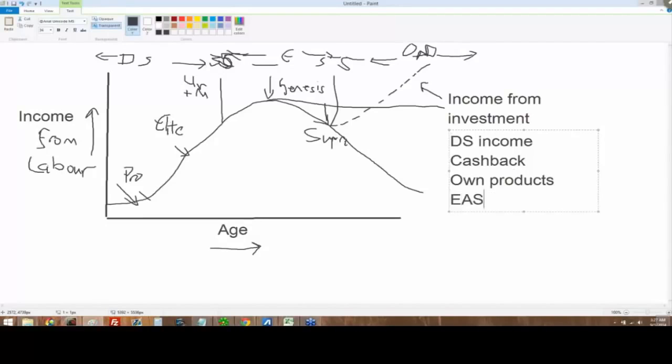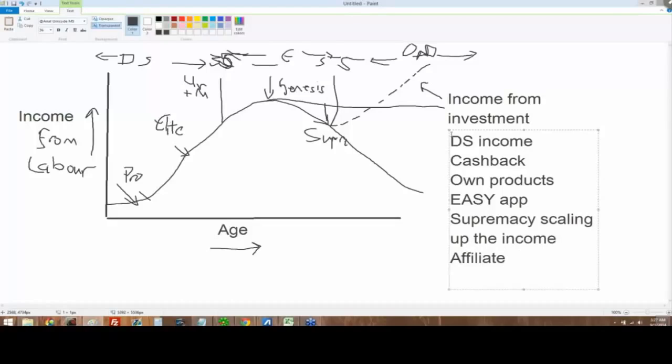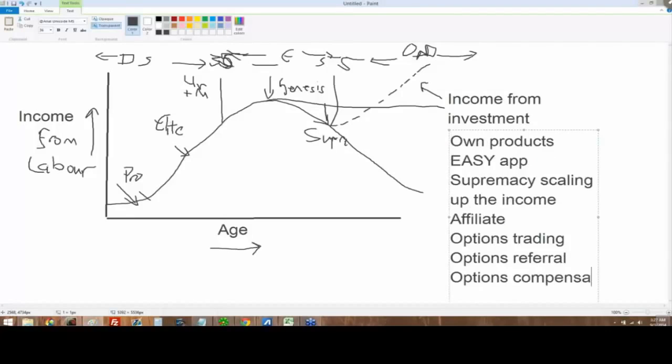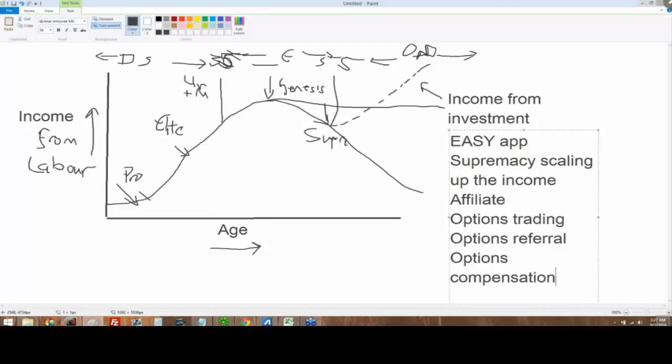You have your Genesis Easy products, which are easy money from Genesis app, okay? Then you have your Supremacy, basically scaling up your income. Then you have your affiliate income in DS Domination. Then you have your options trading income. You have your options referral income if you try to recruit. And then you have your options compensation plan income, which you're going to make even if you don't recruit anybody.